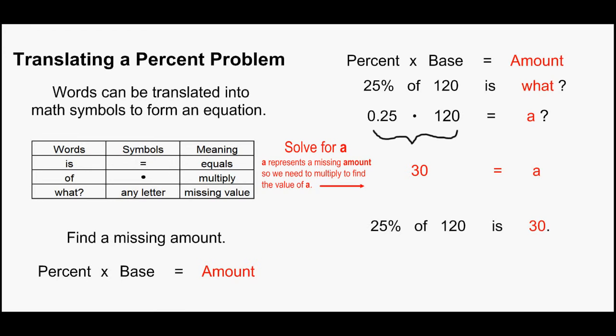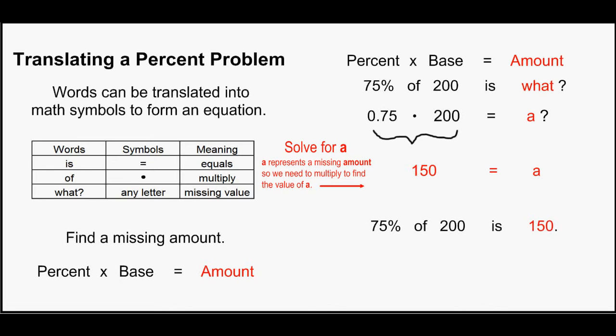Since we're multiplying the two factors together, 25 hundredths times 120 equals 30. A equals 30. 25% of 120 is 30. Let's try another example. 75% of 200 is what?